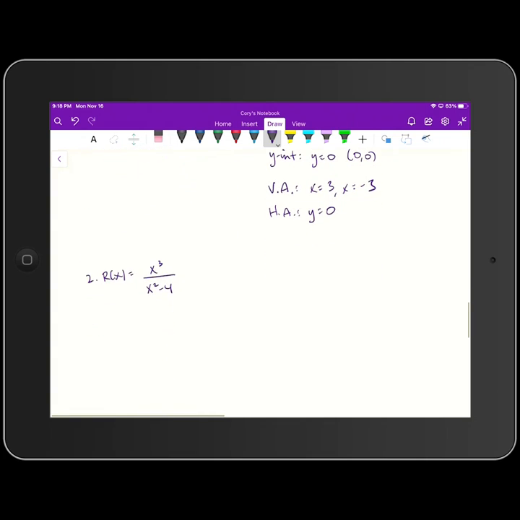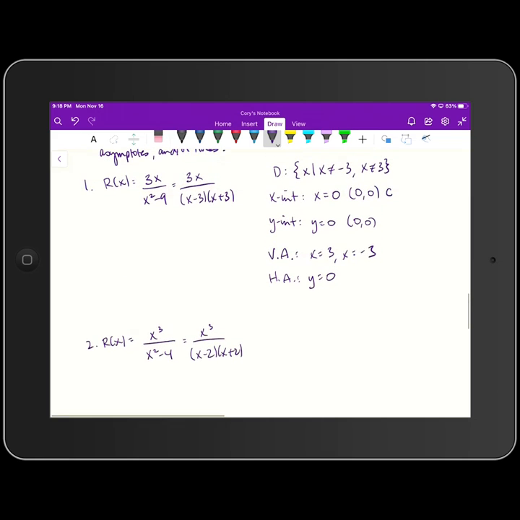Okay, let's take a look at number 2. So for number 2, we have the function r of x equal to x cubed over x squared minus 4. Same thing here. We want to check to see if this rational function is in lowest terms. The numerator is factored completely. The denominator is the difference of two squares. That's going to factor to x minus 2 times x plus 2.